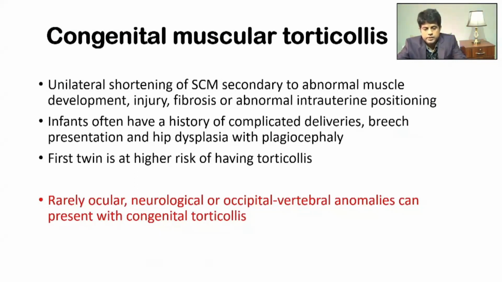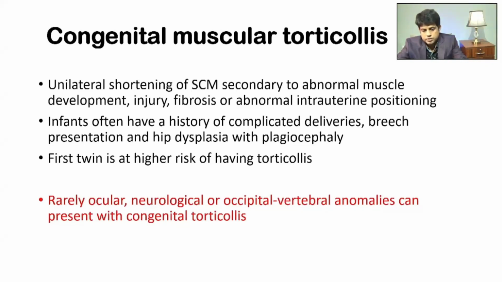And often these infants have a history of complicated deliveries, presenting with abnormal presentations like breech presentation, and sometimes associated with hip dysplasia and head shape abnormalities including plagiocephaly. And in a twin pregnancy, the first twin is said to be at a higher risk for having torticollis.